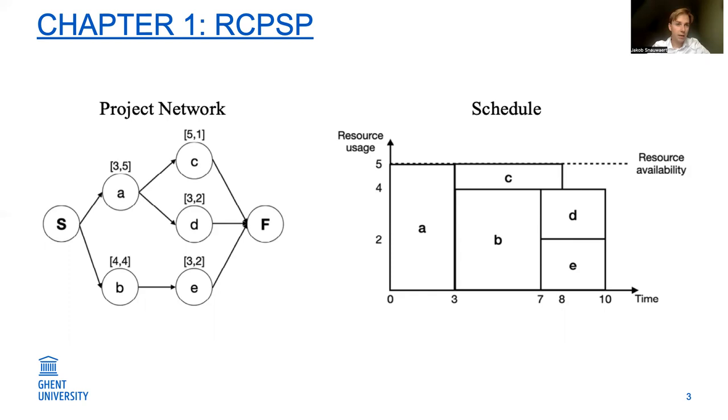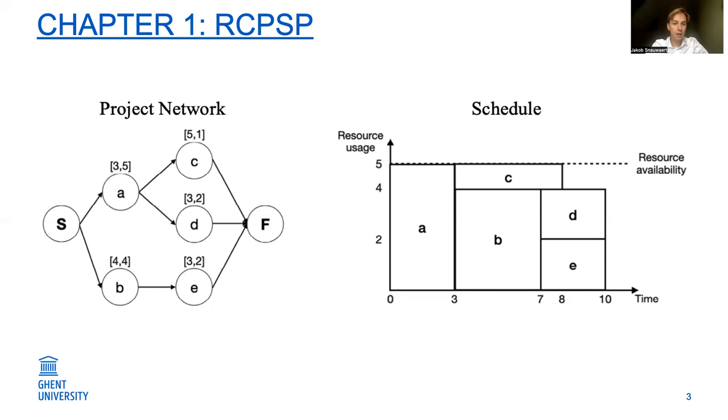On the left side of this slide, you can see a project network with 5 activities. And for each activity, I have provided the duration, which you can see on top of the activity on the left side of the bracket, and also the resource requirements on the right side of the bracket. In this project network, you can also see the precedence relations. For example, activity A needs to be finished before activity C and D can be started. And these precedence relations are shown in the network by the arcs.